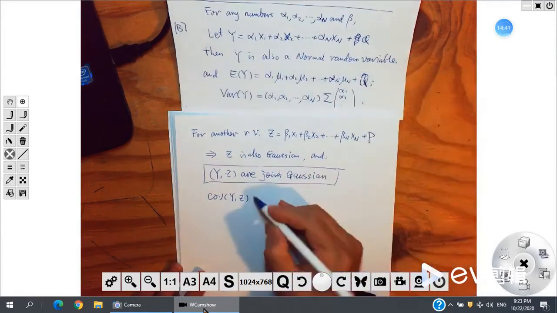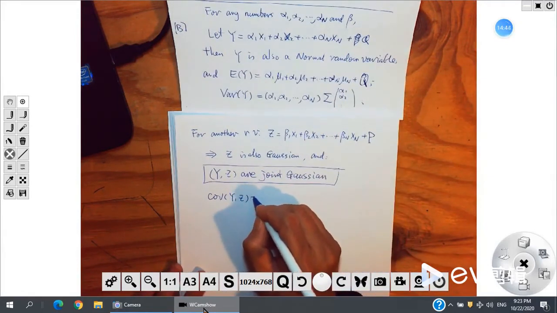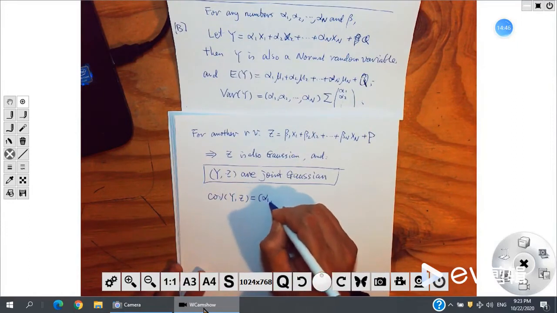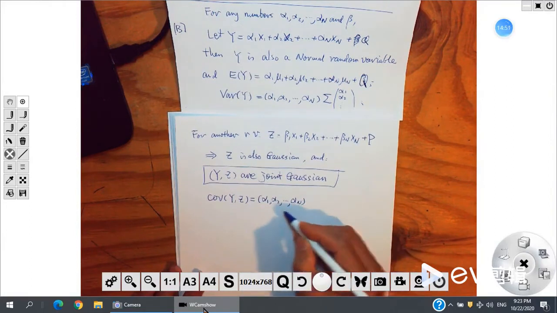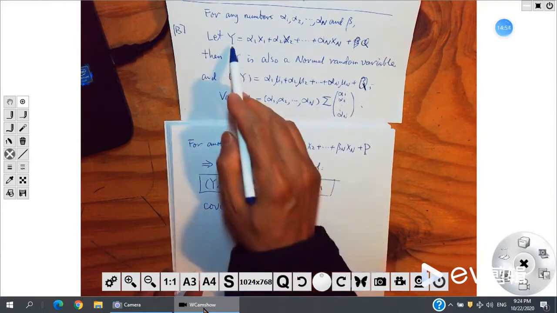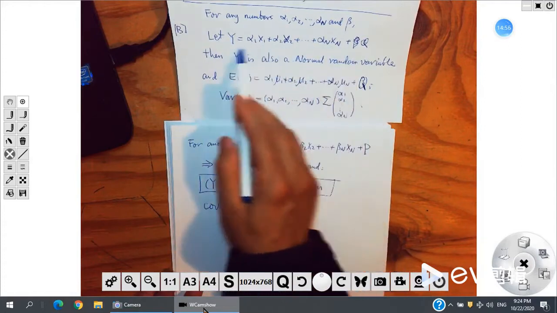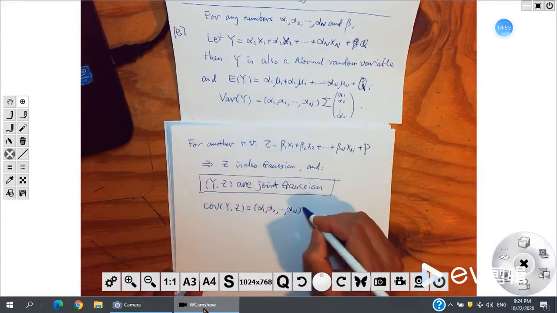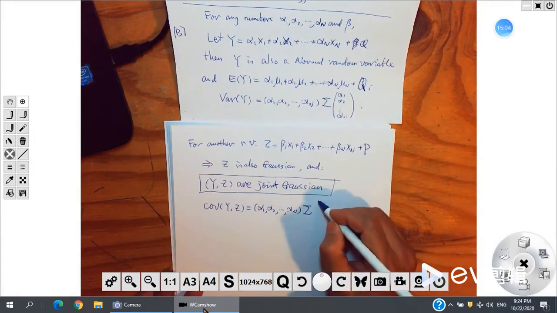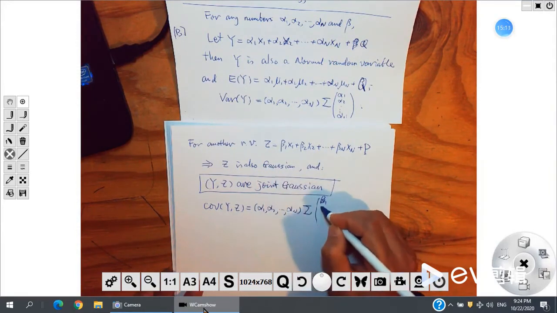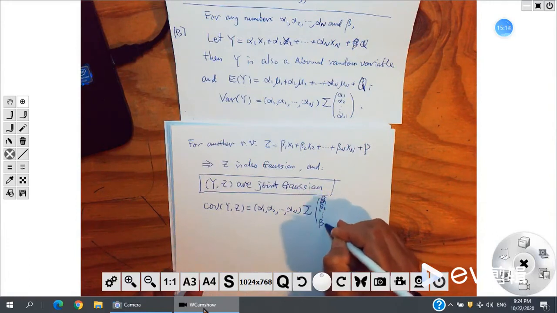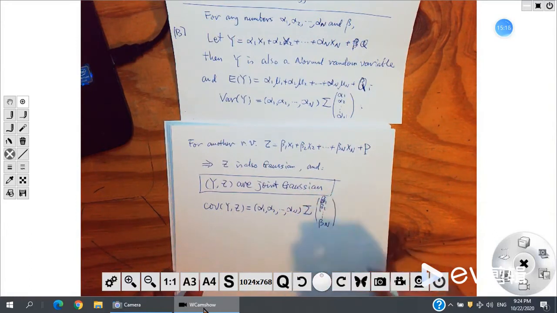The covariance of these y and z, it will be this one: alpha 1, alpha 2 until alpha n. These are the coefficients from here, right? Alpha 1 to alpha n times that matrix sigma, and times... Oh, z should be beta. It's beta 1, beta 2, until beta n. Now we have a formula that looks like this.